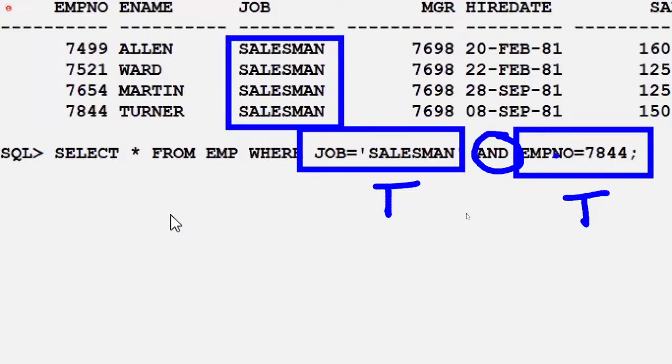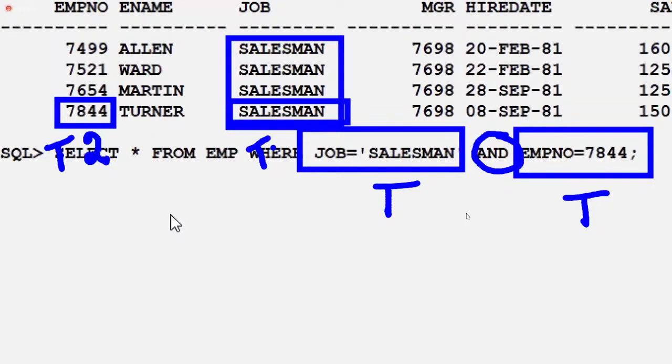And EMP number is equal to 7844. Okay, 7844 is also there. So 7844 is condition number 2. It is a having, means true, satisfied. And condition number 1 is what now? Salesman. This is also satisfied.